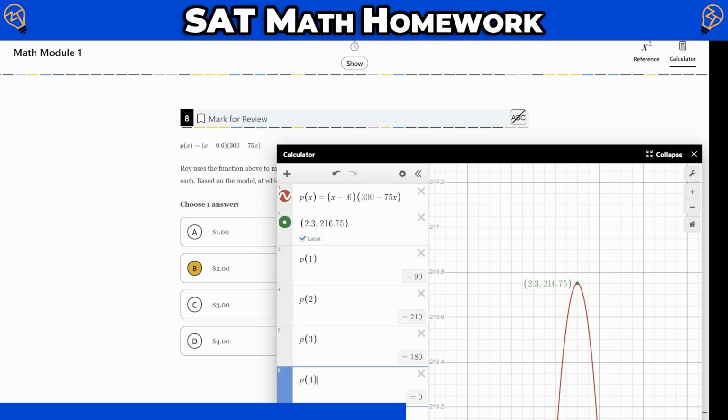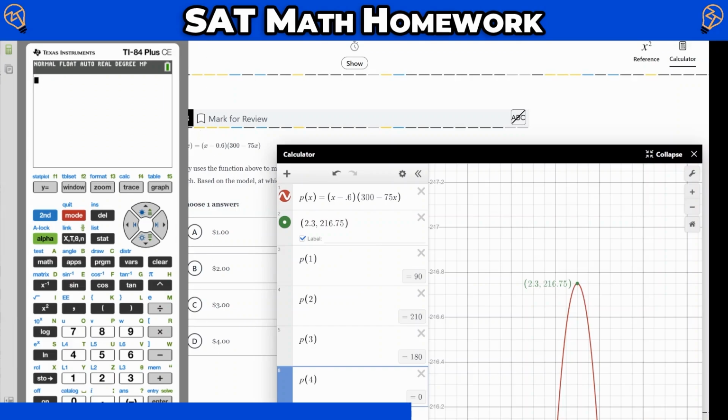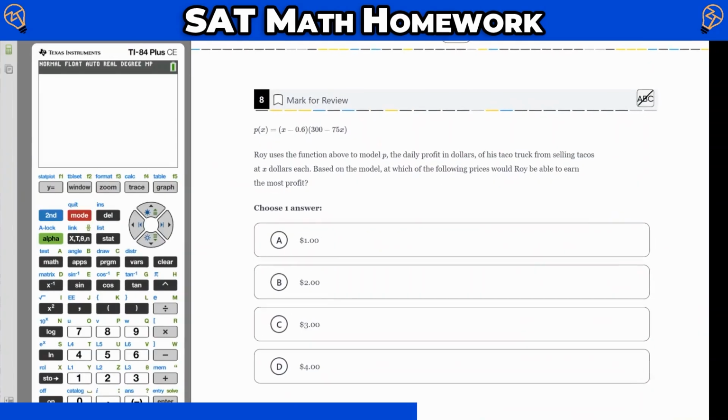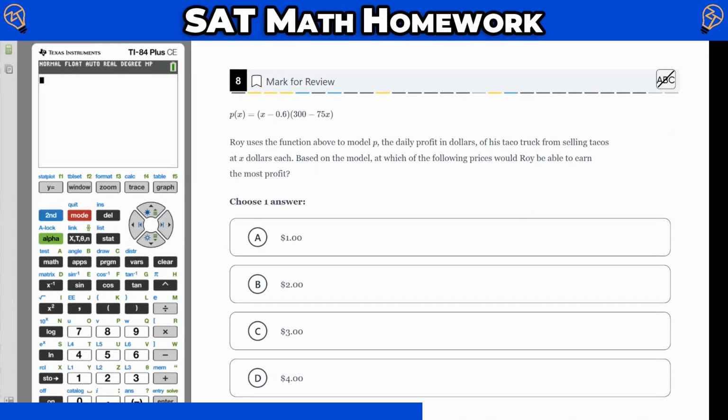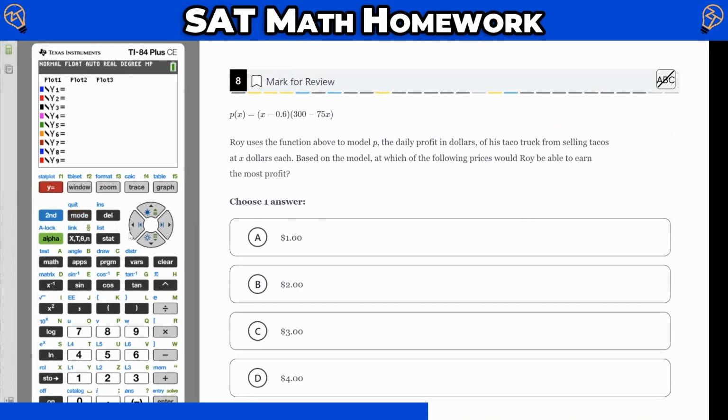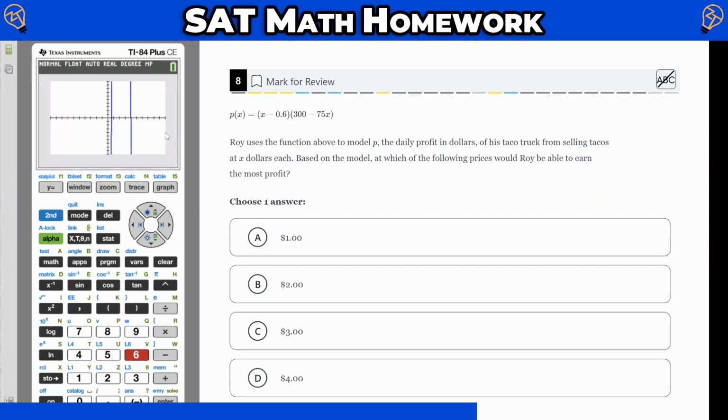Now, for those of you who are thinking, well, what would I do in my math class if I didn't have Desmos, but am still allowed to use a graphing calculator? Well, I do think it is good to be comfortable with your graphing calculator. So let's go ahead and graph this. We have X minus 0.6 and 300 minus 75x. And notice the normal viewing window, if I click zoom standard, which is number 6 here, ends up doing from -10 to 10 on the x-axis counting by ones and -10 to 10 on the y-axis counting by ones.